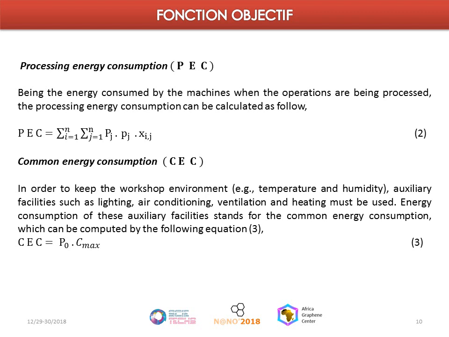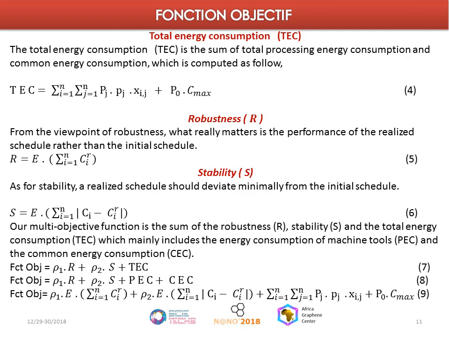Regarding the common energy consumption, in order to keep the workshop environment temperature and humidity, auxiliary facilities such as lighting, air conditioning, ventilation, and heating must be used. Energy consumption for these auxiliary facilities stands for the common energy consumption, which can be computed by the following equation 3. The total energy consumption is the sum of total processing energy consumption and common energy consumption.